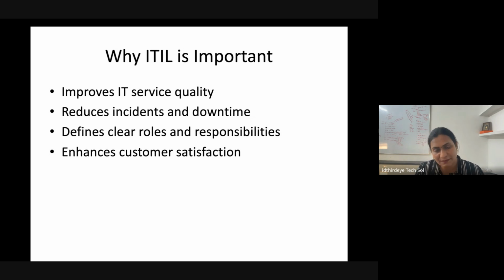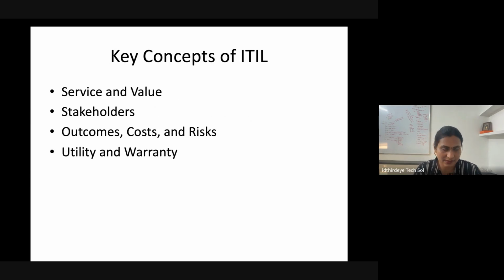By continuously rectifying and addressing the issues, what happens? You will get a happy customer. So that improves the customer satisfaction. The key concept of ITIL is the service and the value. That is the service that is provided or the product that is being delivered, and the value. When you give a very quality product, you get a good value from the customer.